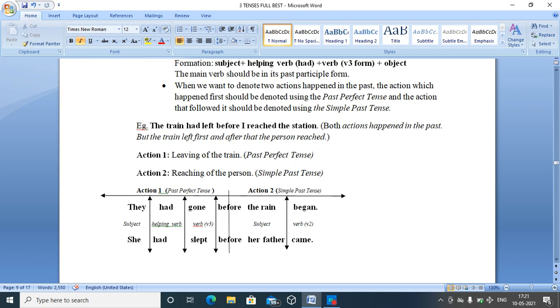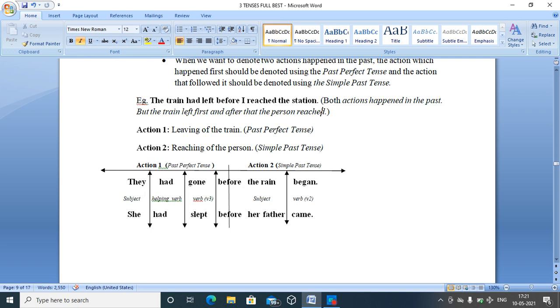Now, we have to check out two more examples, like they had gone before the rain began. Obviously, the first action is they are going. Some people had gone. Go, went, gone: V3 form of the verb. They is the subject of the first action. Had is the helping verb in past perfect tense. And gone is the V3 form that matches any perfect tense. Only the V3 form should be there in perfect tense constructions.